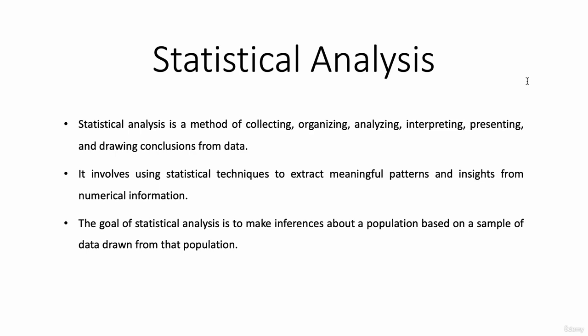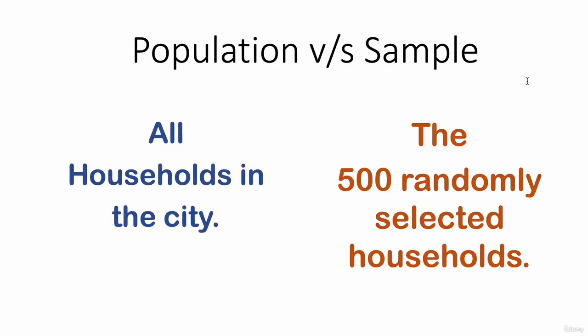The goal of statistical analysis is to make inferences about a population based on a sample of data drawn from that population. There is a question: what is meant by inferences about a population based on sample data, right? Don't worry, you have to understand population and sample first, and then you will easily get the meaning of inferences in this sentence on the goal of statistical analysis. So let's proceed to the next thing, population versus sample.